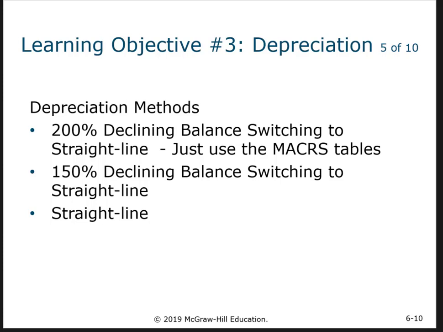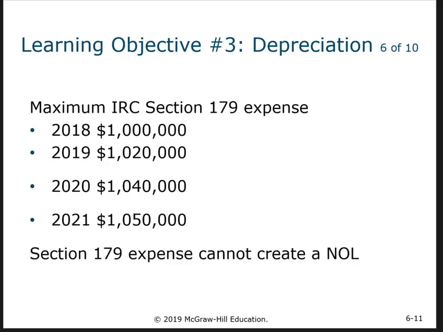Straight line is just calculated using straight line. What we learned, no salvage value, just take the cost divided by the number of years in the useful life. 150 declining balance, very seldom used. Used for some specialized assets, the 10 and 15 year assets that we don't come across very often.